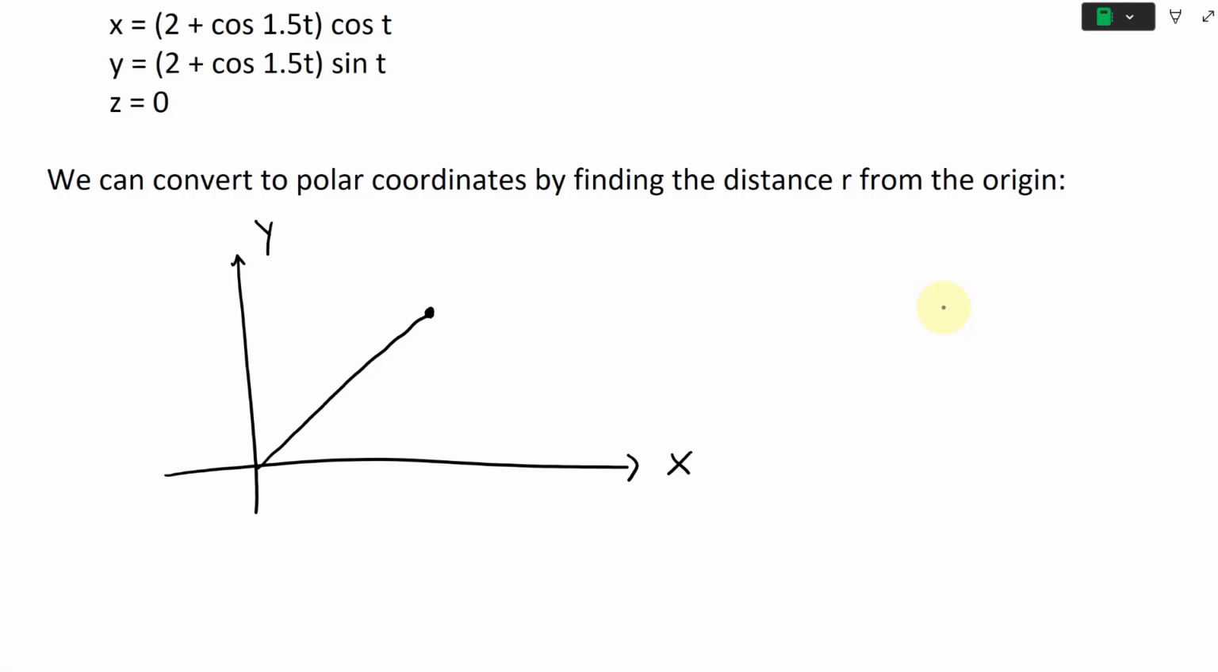So if we have this point right there, I'm going to call this distance r. So this is the distance from the origin.